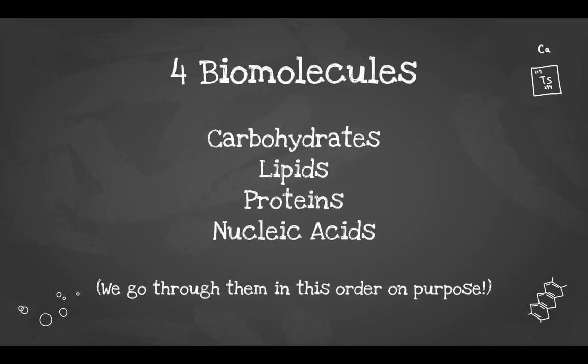So we're going to talk about the four main biomolecules here. Again, biomolecules can also be called macromolecules. They mean the same thing. They are molecules that help us build our living things, and they are typically large molecules. We have carbohydrates, lipids, proteins, and nucleic acids. Now, I like to go through them in this specific order because of the elements that make up each one of these biomolecules. And we'll talk about those in just a second. But I go carbs, lipids, protein, nucleic acids. That's always the way that I like to remember them.